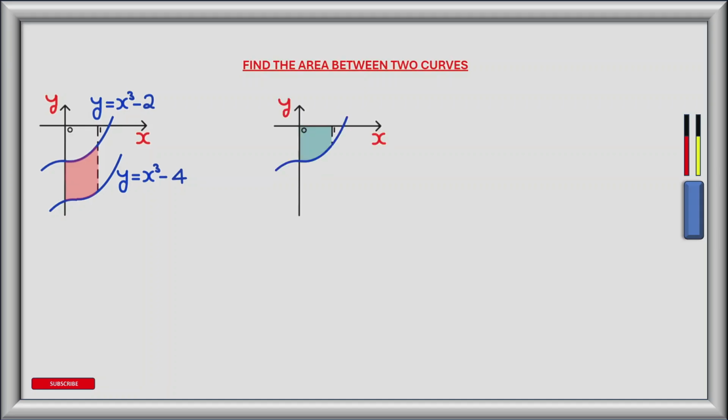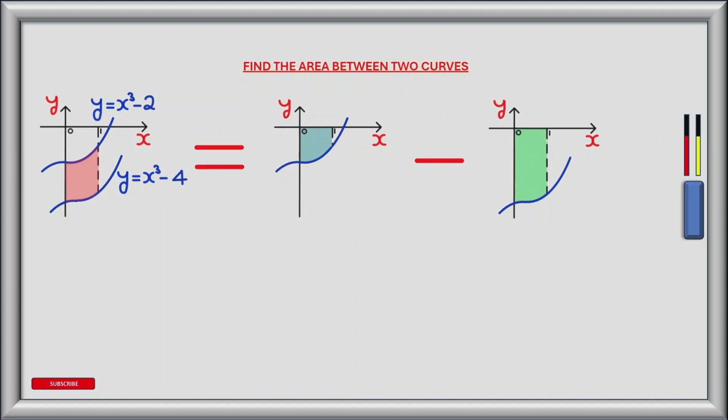So for y equals x cubed minus 2, the area between the interval and under the curve is shown by the blue shaded region. And for y equals x cubed minus 4, the area between the interval and under the curve is shown by the green shaded region. If we now subtract the green shaded region from the blue shaded region, we find the area between the curves shown in red. I can now hear you scream, "How can this possibly be true, John?"